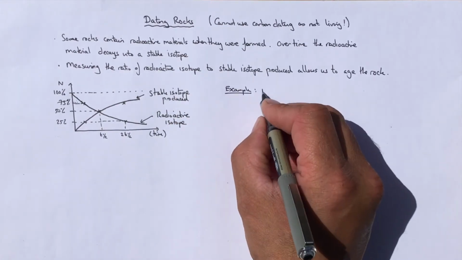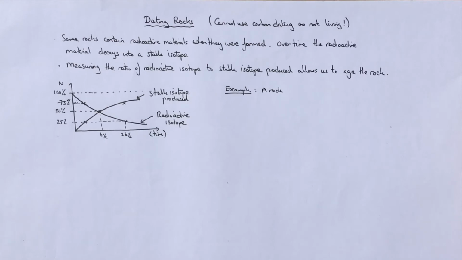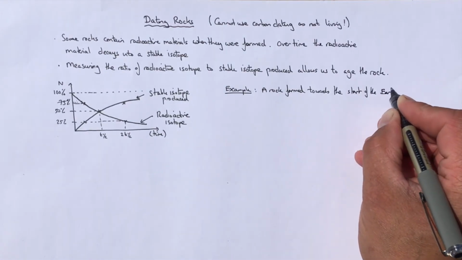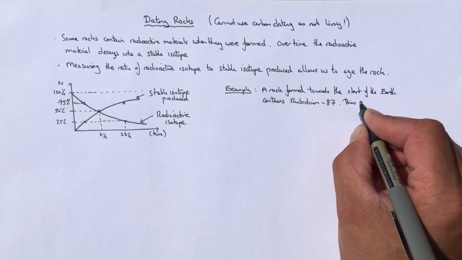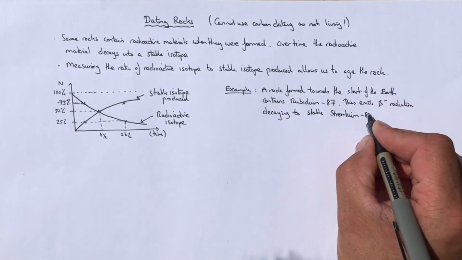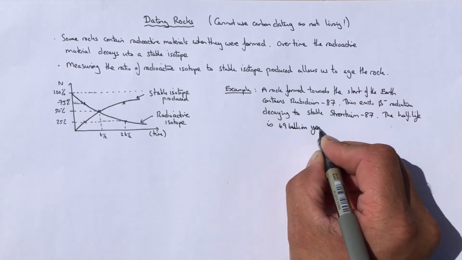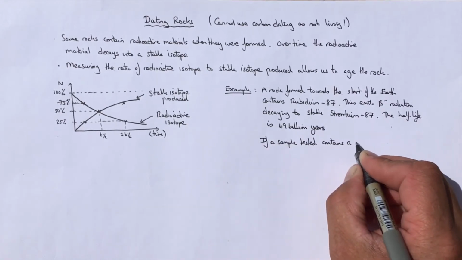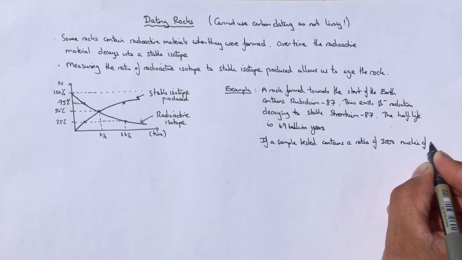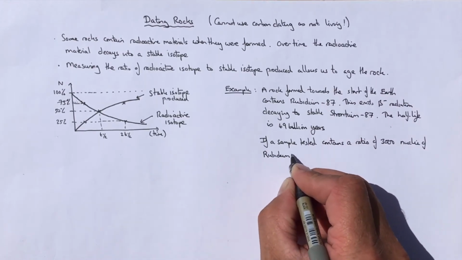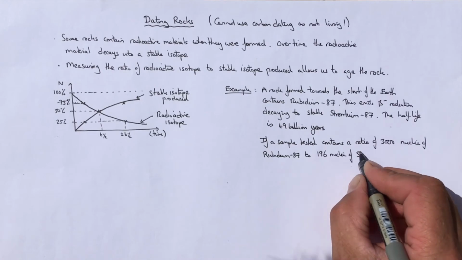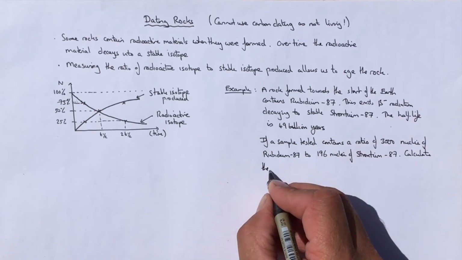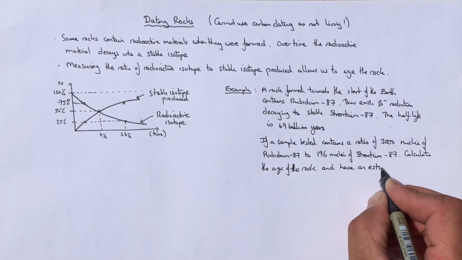So let's now do an example. Suppose a rock formed towards the start of the Earth contains rubidium-87. This emits beta minus radiation, decaying to stable strontium-87. The half-life of rubidium-87 is 49 billion years. If we tested a sample of this rock and found out it contains a ratio of 3,000 nuclei of rubidium-87 to every 196 nuclei of strontium-87, we can calculate the age of the rock and hence estimate the age of the Earth.